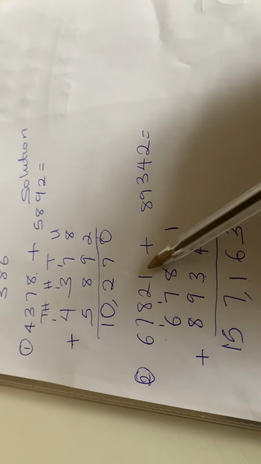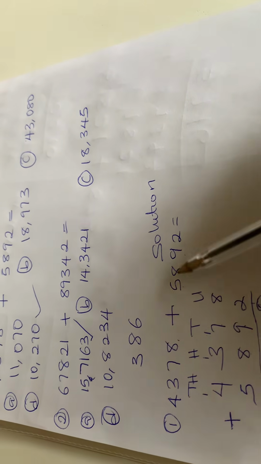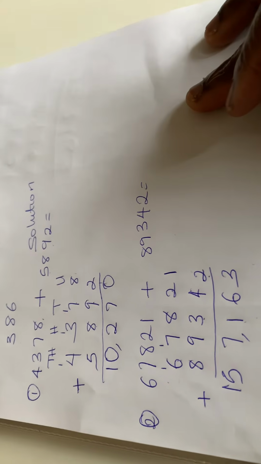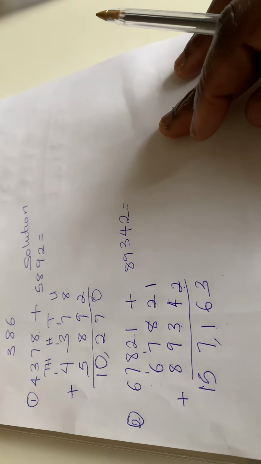1, 2, 3, 4, 5. The first one is 4-digit numbers. 1, 2, 3, 4. So that is how you add your 4 or 5-digit numbers.